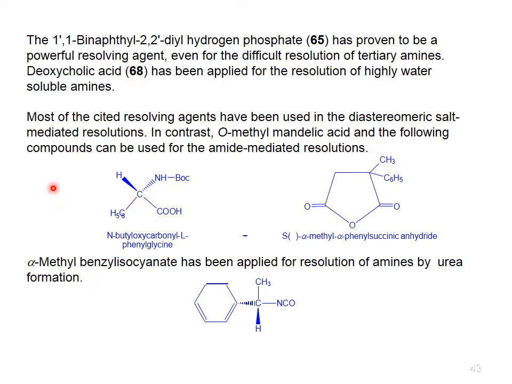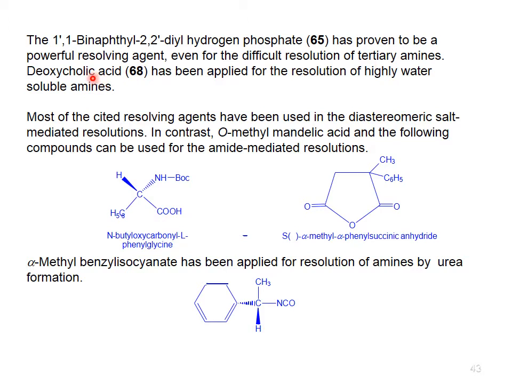The 1,1-binaphthyl 2,2-diallyl hydrogen phosphate has proven to be a powerful resolving agent even for the difficult resolution of tertiary amines. Deoxycholic acid, cholic acid has been applied for the resolution of highly water soluble amines. Most of the cited resolving agents have been used in the diastereoisomeric salt mediated resolution.